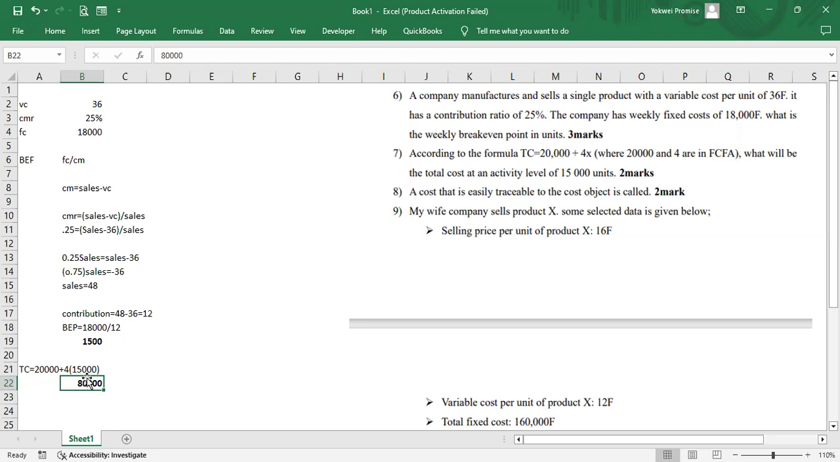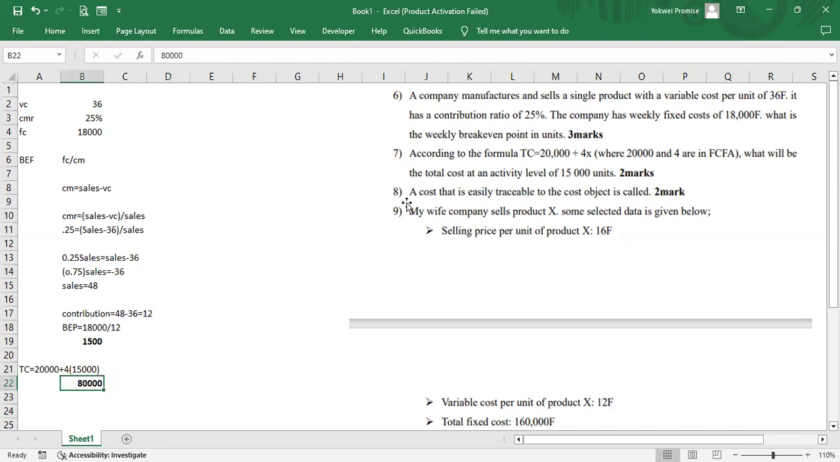So substitute, please. I believe you are going to have this. Total cost is equal to: you take the 20K plus 4 into that. Plus, yes. Okay, you have that right. Yes, 80,000. So that will be the total cost.